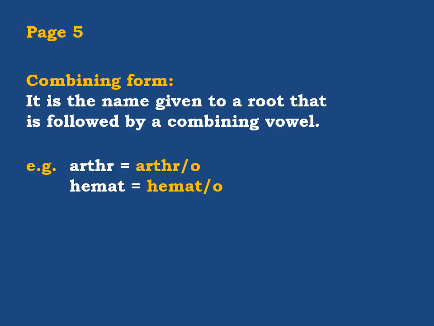And actually, this is the form in which we should write the roots when they are written by themselves, not within a word. If we want to write a root by itself, not within a full term, we write it in this form. We write the root itself, then a slash, and then O after that, which is called a combining form.